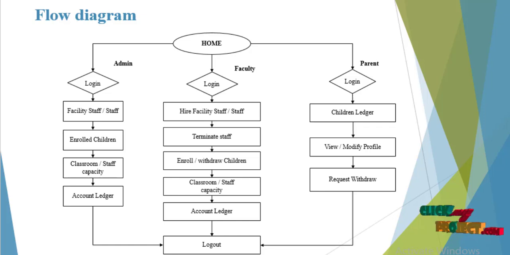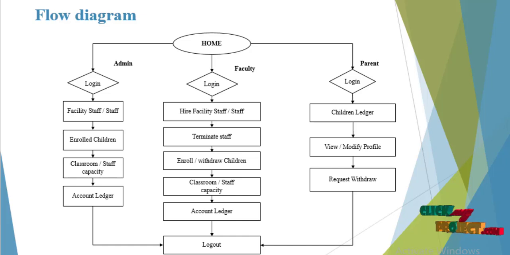Then in faculty they have the login part. After that they have the form for hiring facility staff and faculty, and for terminating staff they have to log in the reason in that form. After that they have access to the form to enroll and withdraw children. They can also see the capacity of a classroom and the staff needed to maintain the children, and the account details will also be maintained by faculty staff.